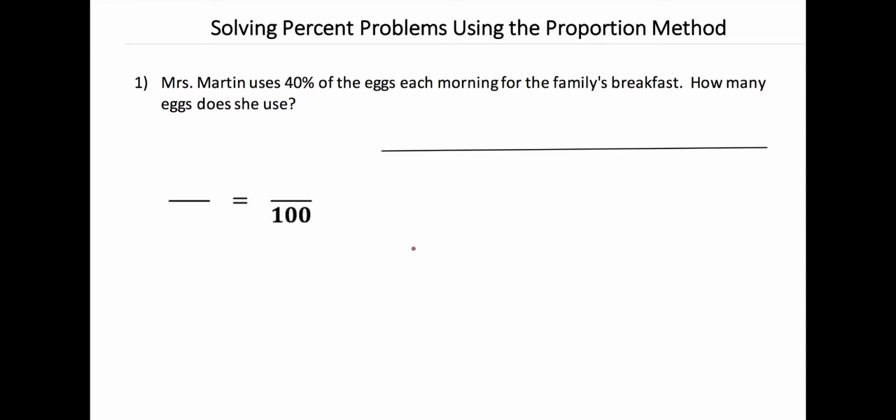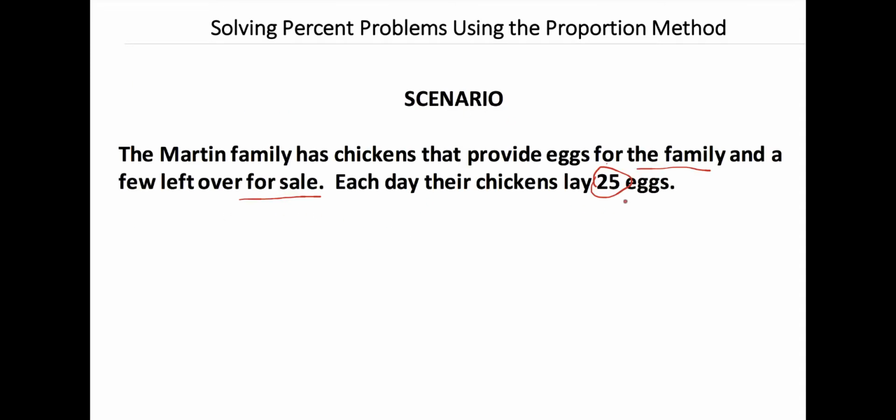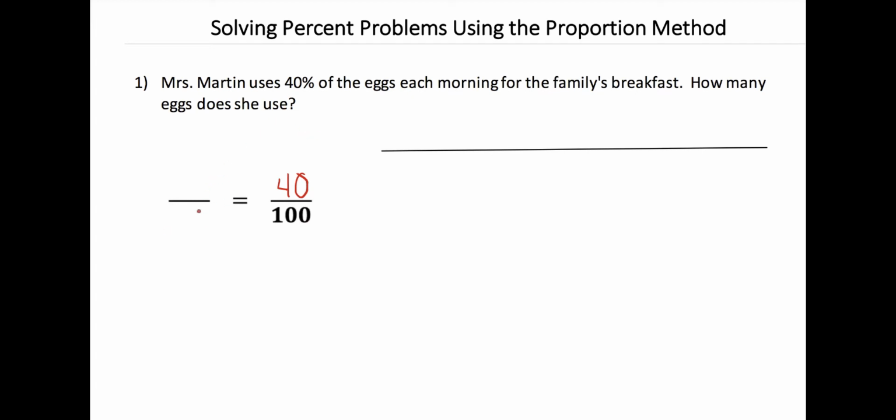Well, we know from what we've already learned that the number that's with the percent sign always goes over the 100, right? So 40% has to go right here. The 40 has to go right here, 40 over 100. And we know from the scenario before that the whole is 25. That's how many eggs in total the chickens lay every day. So the Martin family's chickens lay 25 eggs every day. So that's the whole. That goes on the bottom.